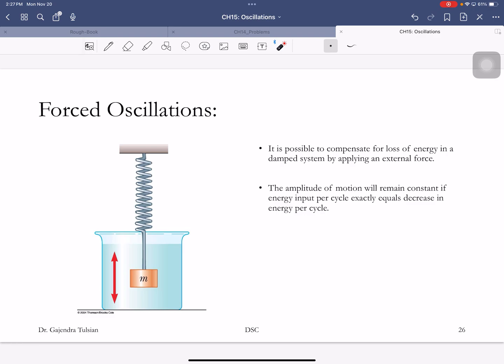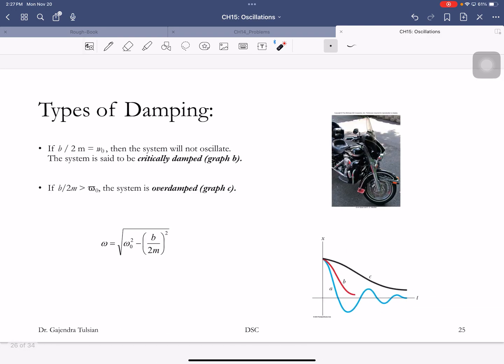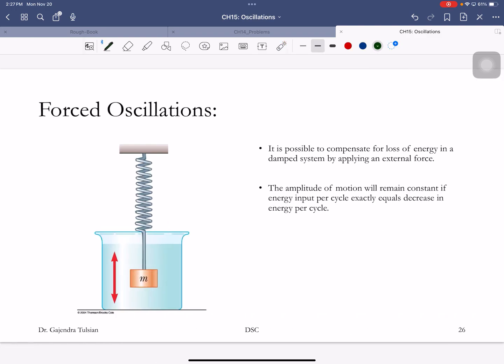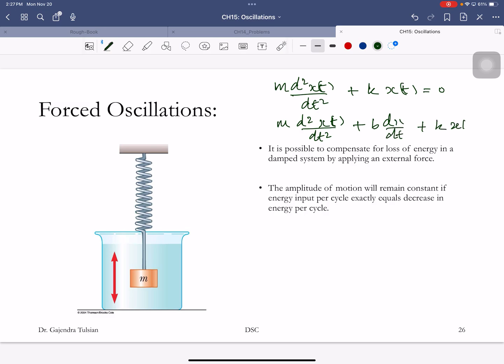All right, so what we have done is the following. This was a system without friction. Then this was a system with friction present. Now we're going to add one more complication. We're going to push on this. So we are going to look at forced oscillations.